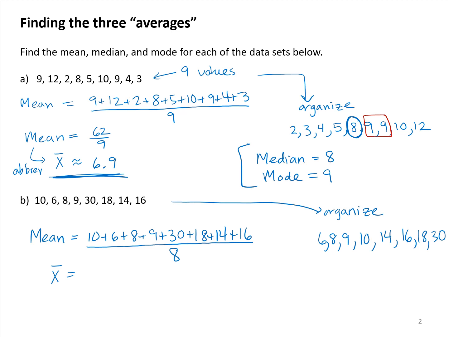Okay, so let's go through these together. I started the process for finding the mean, median, and mode. The mean is to add all the values together, and there were 8 values this time, and divide by 8. So 10 plus 6 plus 8 plus 9 plus 30 plus 18 plus 14 plus 16 gives me 111 divided by 8. When we round that off, we get that x bar, or the mean, is approximately 13.9.